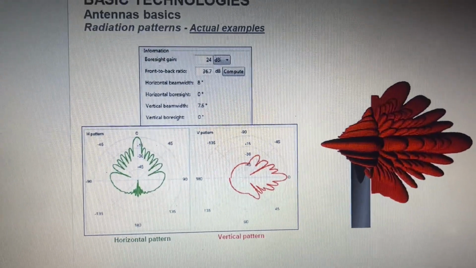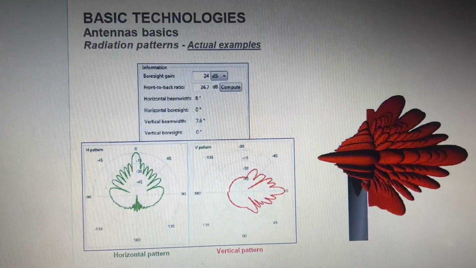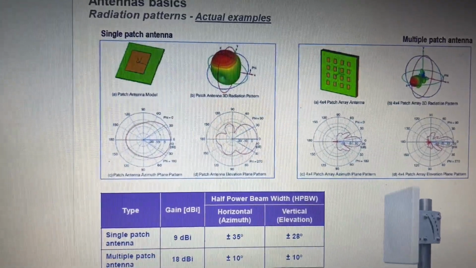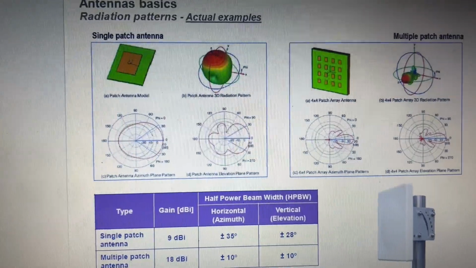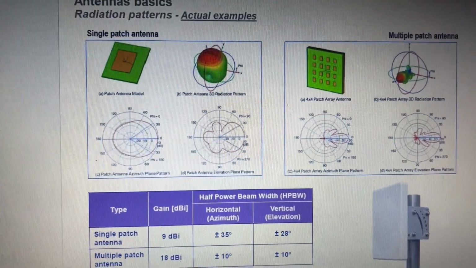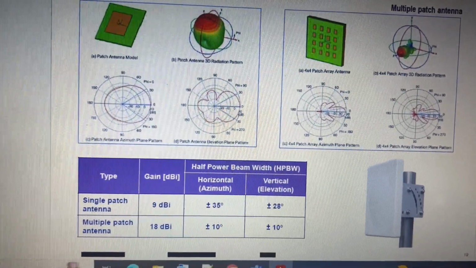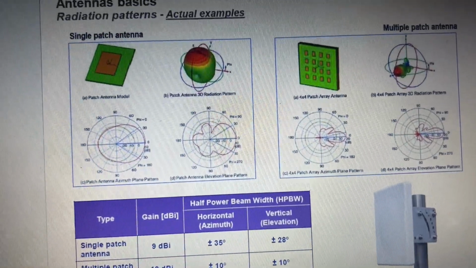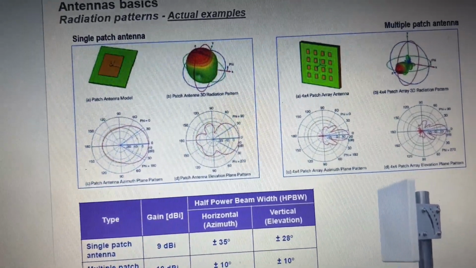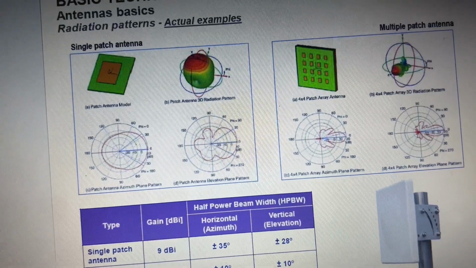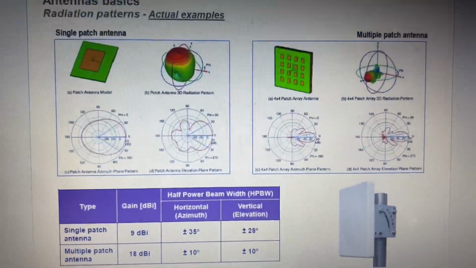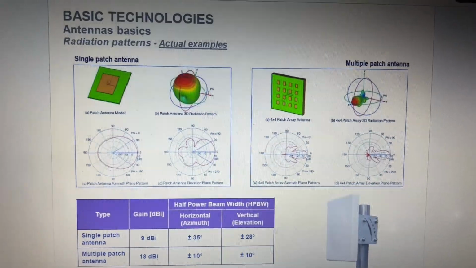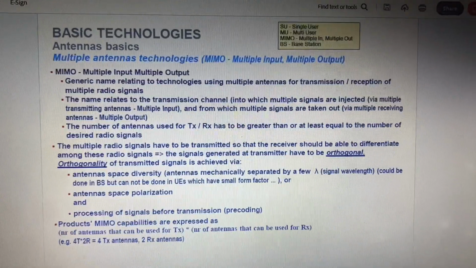This is another example with 24 dBi and 36.7 dBm. This is a single patch antenna and multiple patch antennas. The single patch antenna has lesser gain, which is 9 dBi, and the multiple patch antenna is 18 dBi. Again, we have horizontal as well as vertical. Horizontal means the straight line and vertical means the opposite line of the antennas. You can see how the single patch and multiple patch antennas are covered.